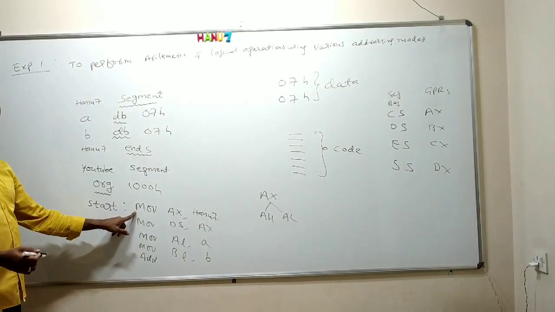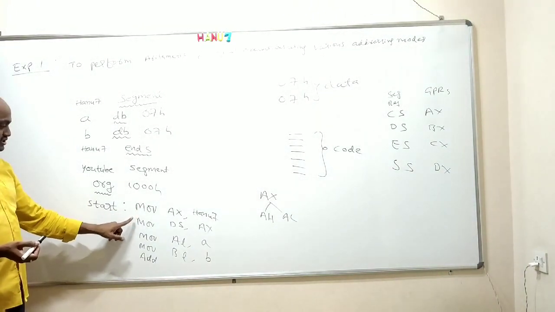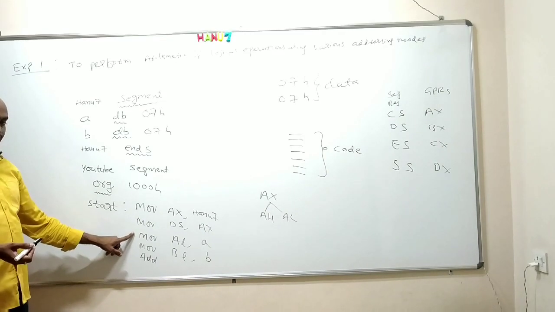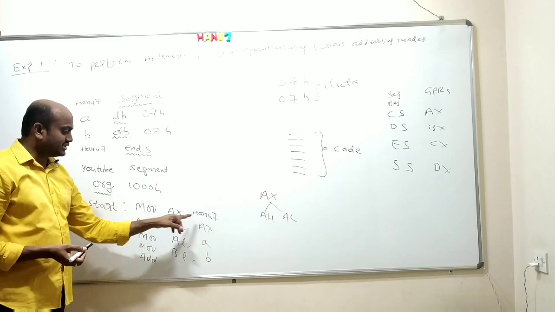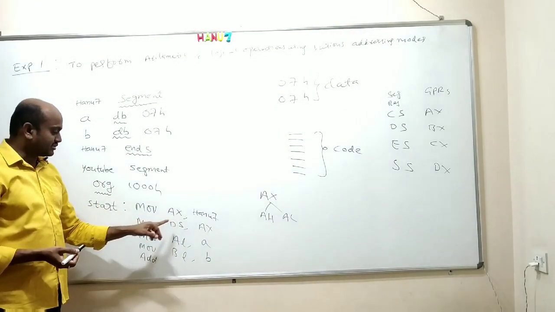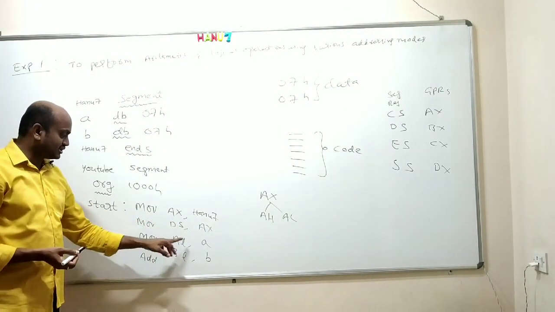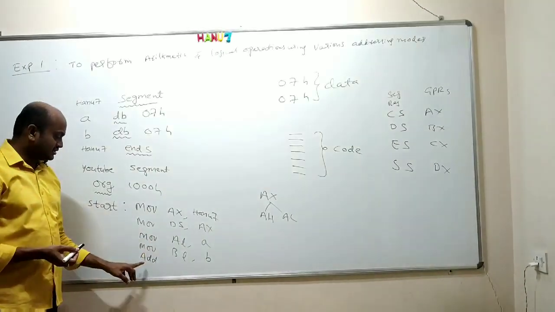In order to move, I know there is an instruction MOV. So I am using the move instruction as of now. Move will take a format like this. Move will have 2 operands. This is called the source operand. This is the destination operand. Similarly, you can observe that for all moves there are 2 operands, source and destination.